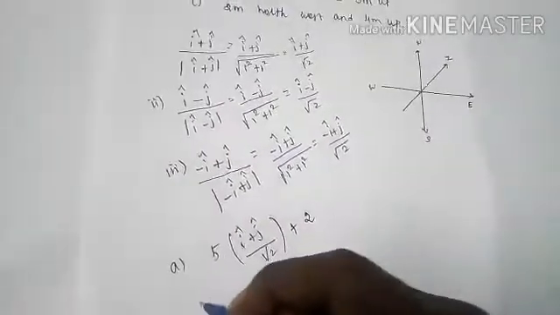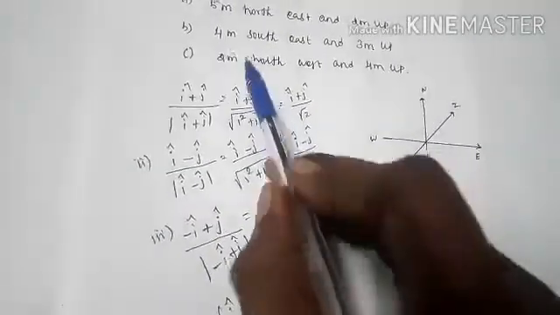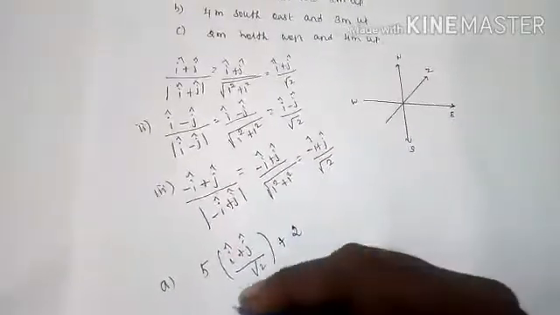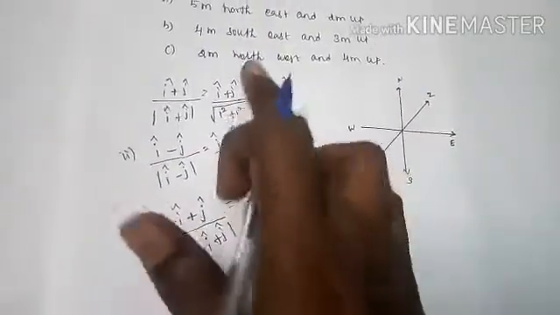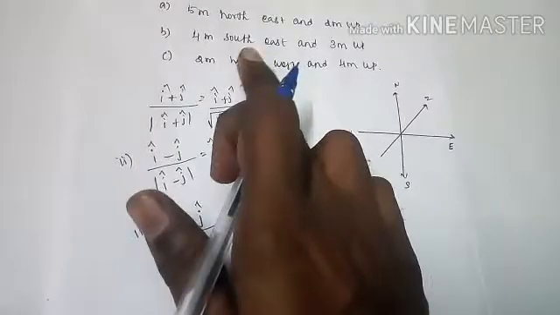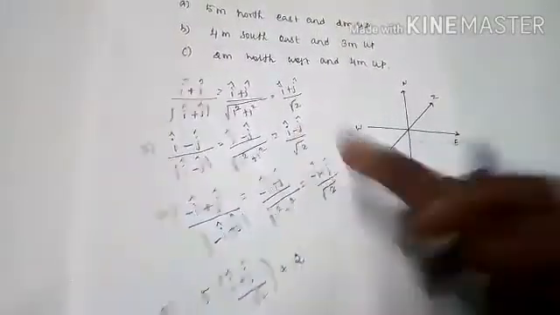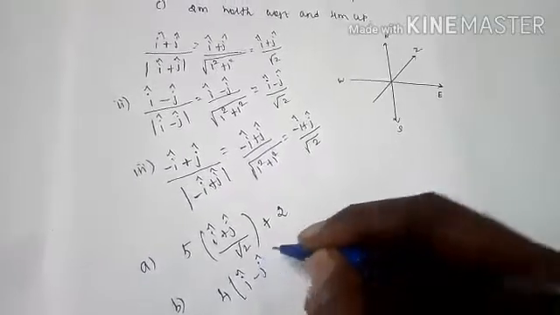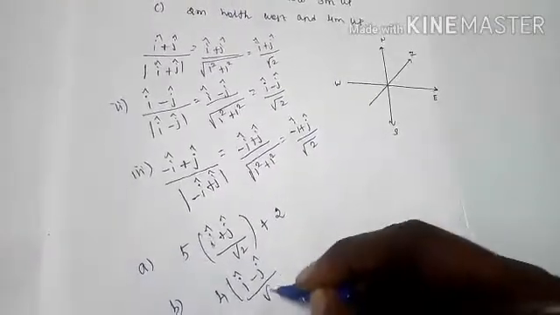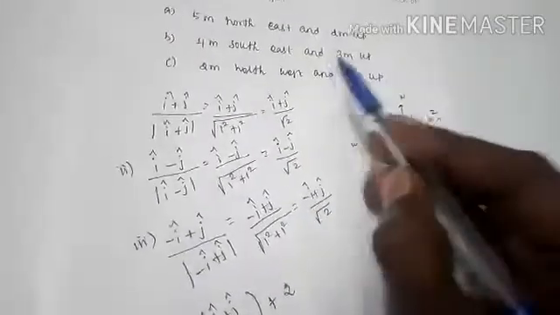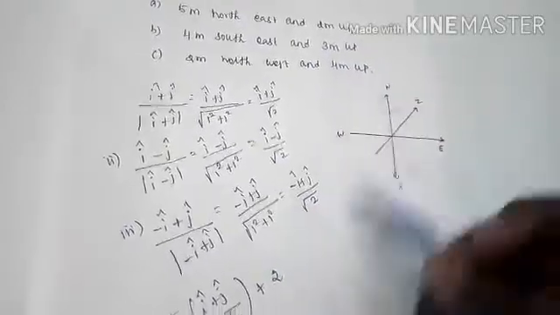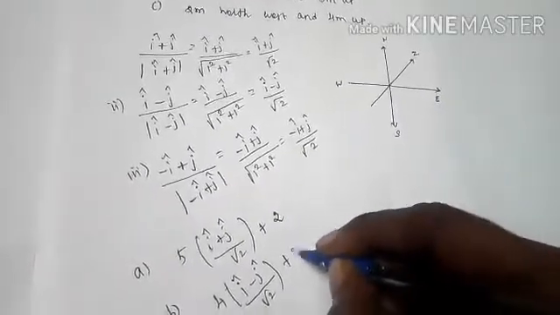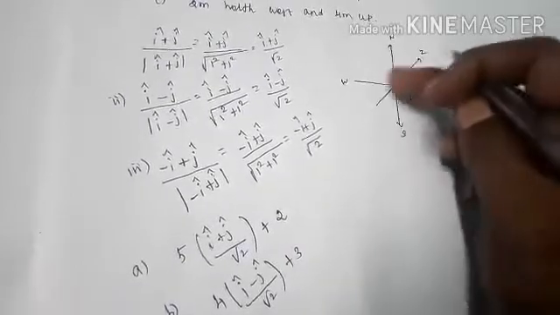Next one is option B. 4 meter southeast, so the unit vector of southeast is i cap minus j cap divided by root 2. And 3 meter up, so plus 3. Up means the z direction, and up is always positive.